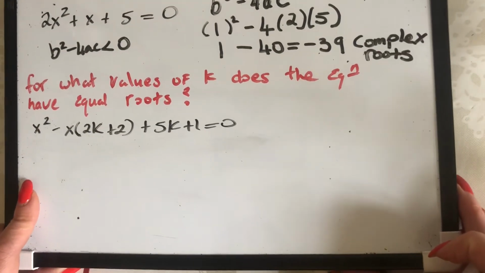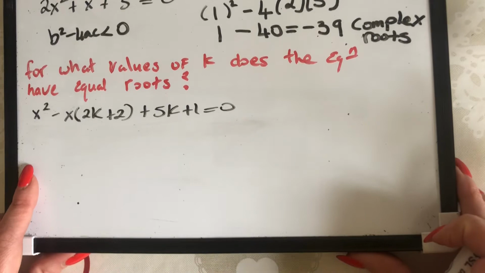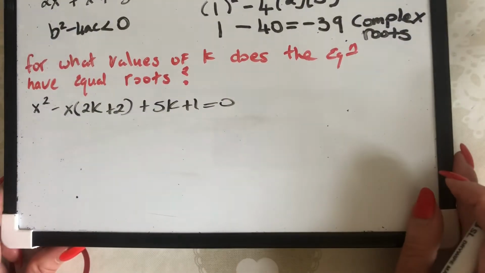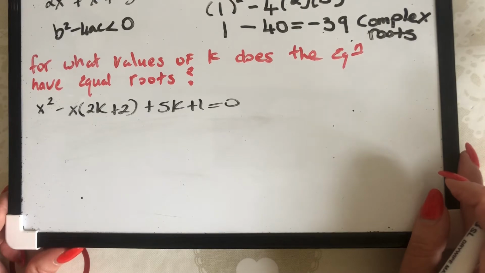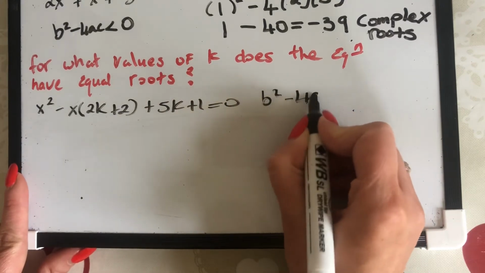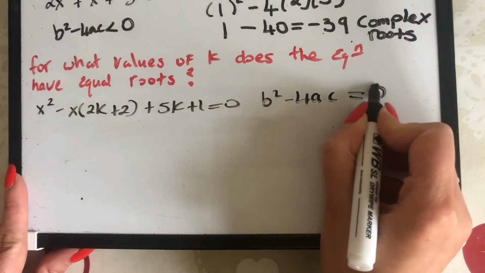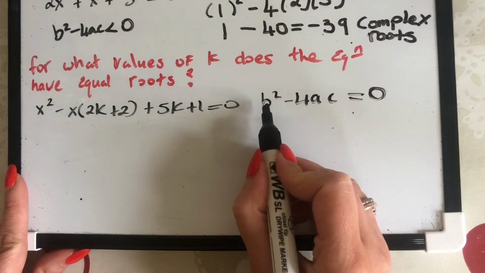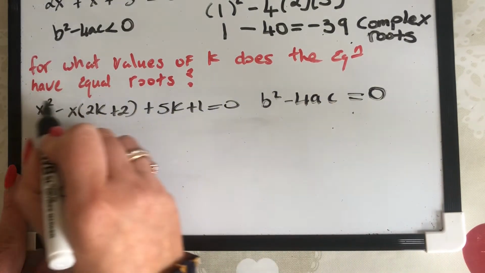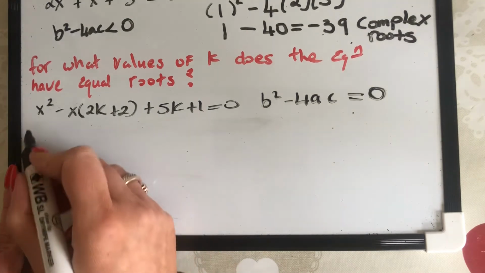For what value of k does the equation have equal roots? Well, this here is a step up from the previous question. We know because we're told in the question that the equation has equal roots, straight away we can say that b squared minus 4ac is equal to 0. So we're simply going to fill in our a, b and c in here, equal it to 0 and solve to get a value for k.